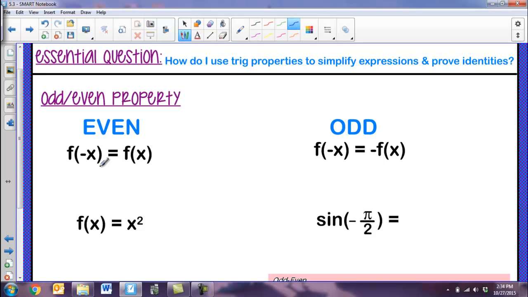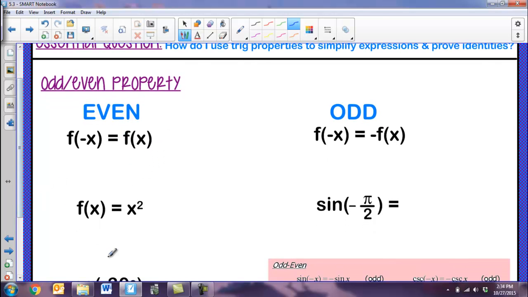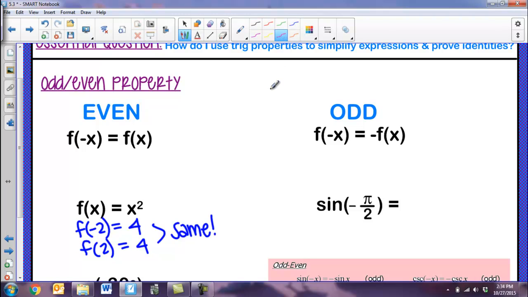So an even function, what happens is if you plug in a negative into your argument, when you get the answer, it's the same as you plugged in a positive. So for instance, if you had f of x equals x squared, if you plugged in f of negative 2 and you got that that was equal to 4, the same thing would happen if you plugged in that positive 2. So that's all that being even means. So for our trig functions, two of our functions are even, and they are cosine and secant. Okay, so evens go with cosine and secant.